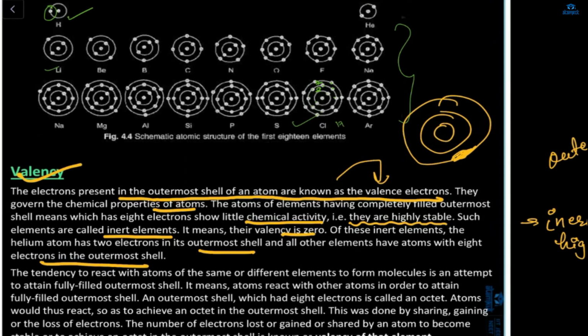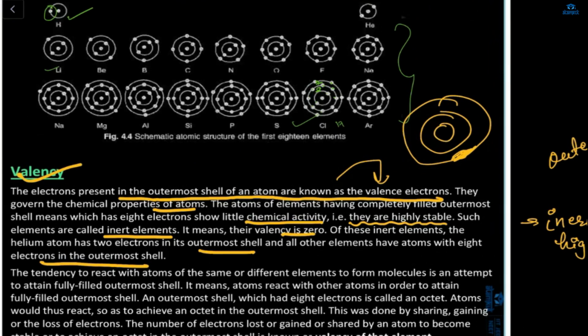They don't have many chemical reactions. Ma'am, how can they have chemical reactions when all of their electron shells, valence shells, are filled, ma'am? So then how can they have a chemical reaction? This is a question.